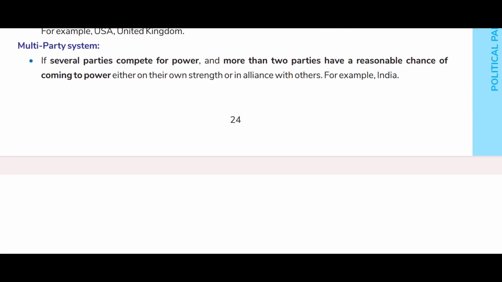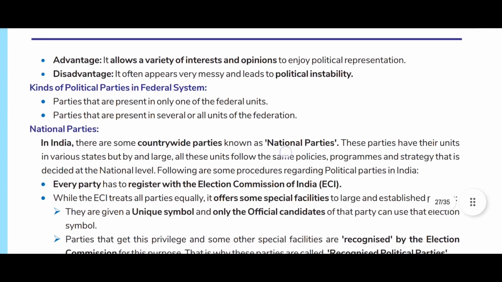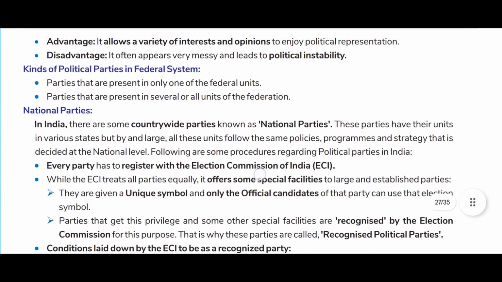Multi-party system. If several parties compete for power and more than two parties have a reasonable chance of coming to power, either on their own strength or in alliance with others, for example, in India. The advantage of this multi-party system is that it allows a variety of interests and opinions to enjoy political representation. The disadvantage is that it often appears very messy and leads to political instability.